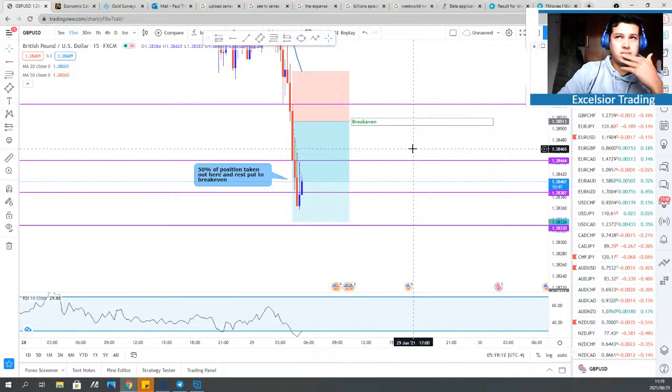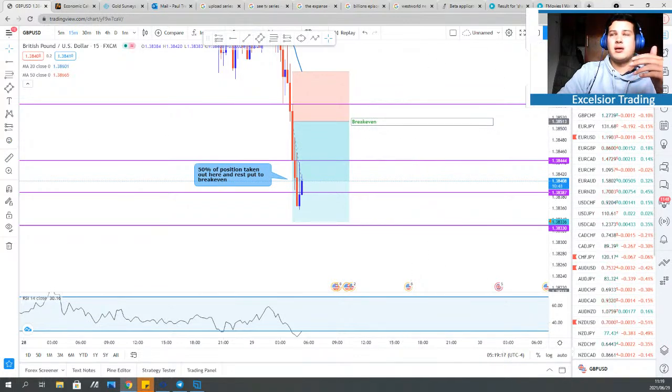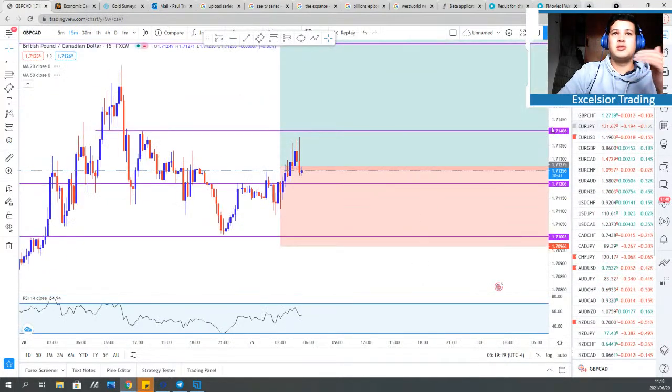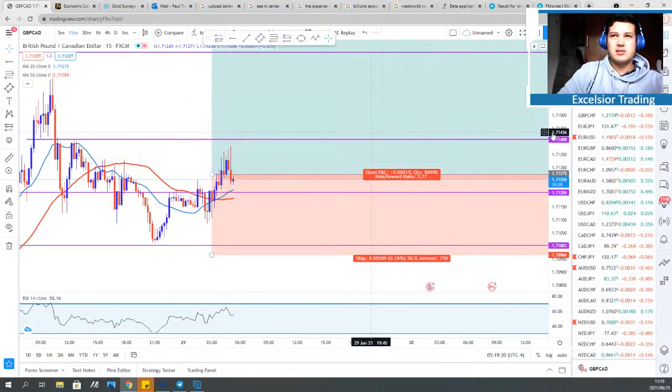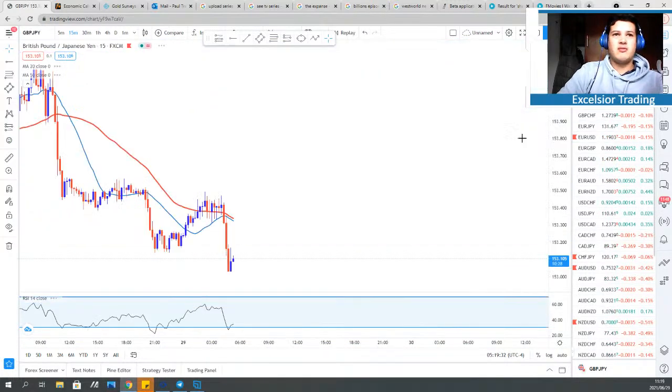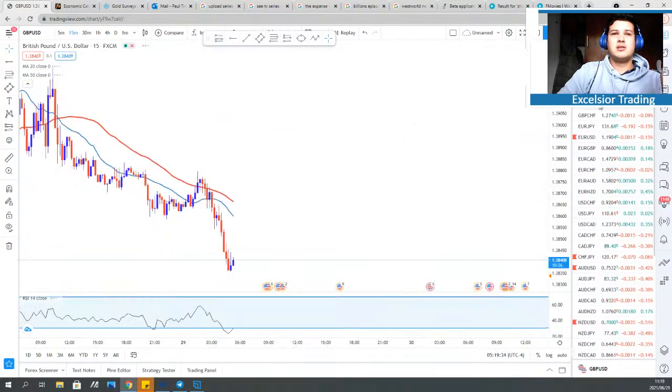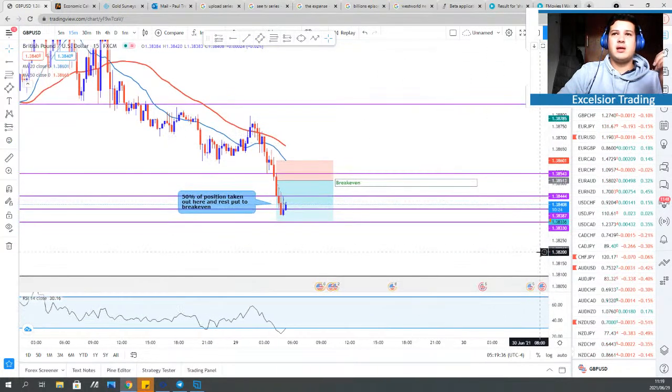I'll definitely come back tomorrow. GBP CAD, I already managed this. I'm just going to leave it now. Already took out 0.5% of the position. So if it hits stop loss, it's going to be like 0.5%. That's basically nothing. I make 3% on a good trade.